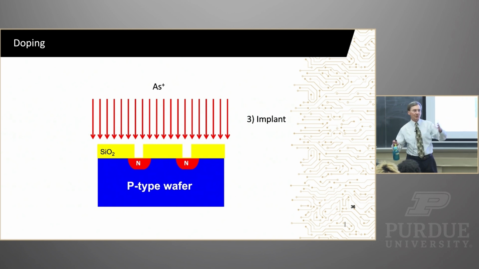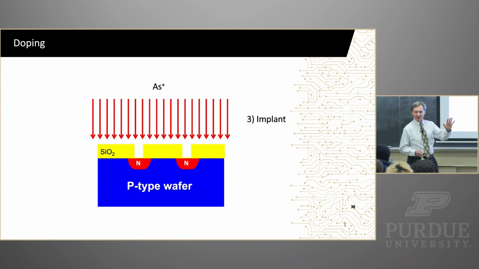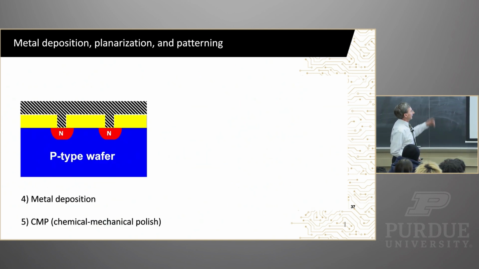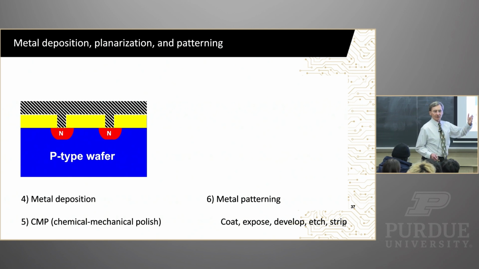Remember, we get to change the properties by a lot. So we've now changed the properties there, right? I'm glossing over a lot of things, but that's the idea. So now we've got that layer. Now we need to finish out the device. So we deposit some metal. This could be, say, aluminum or something. We deposit it everywhere. We're going to now pattern it by doing another photolithography step.